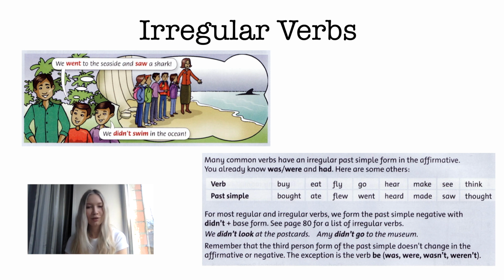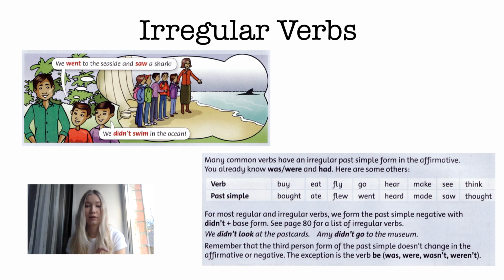So, many common verbs have an irregular past simple form in the affirmative. Многие часто употребляемые глаголы имеют неправильную форму в прошедшем времени в утвердительном. Обратите на это внимание, что в утвердительном. You already know was, were, and had. Вы уже знаете таких глаголов, как was, were и had. And here are some others.